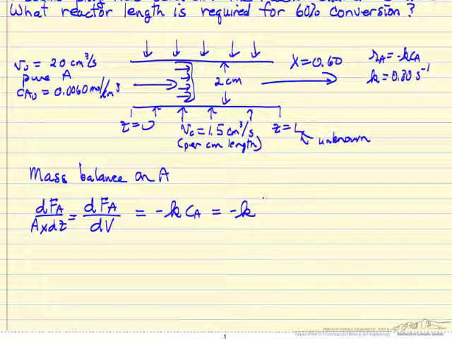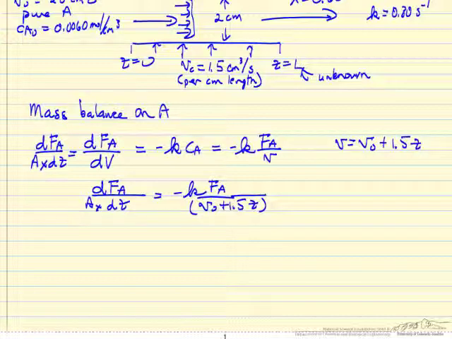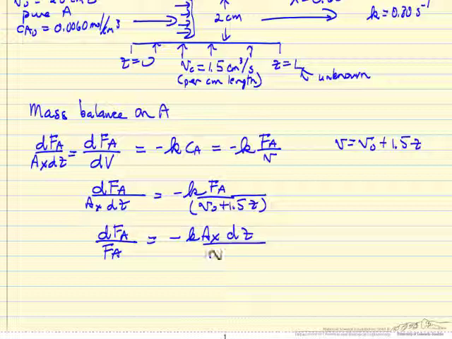And to put things in the same units, we'll write the concentration as the molar flow rate over the volumetric flow rate. So the important thing here that we have to keep in mind is the volumetric flow rate is changing. So the volumetric flow rate is the inlet volumetric flow rate plus the 1.5 times Z volumetric flow rate per second per centimeter. So the units are consistent here. And now we're going to substitute the volume in here. And so with this equation, just rearranging, substitute the volume, you can now separate variables and have the molar flow rate on the left and K times the area dz over the volumetric flow rate.